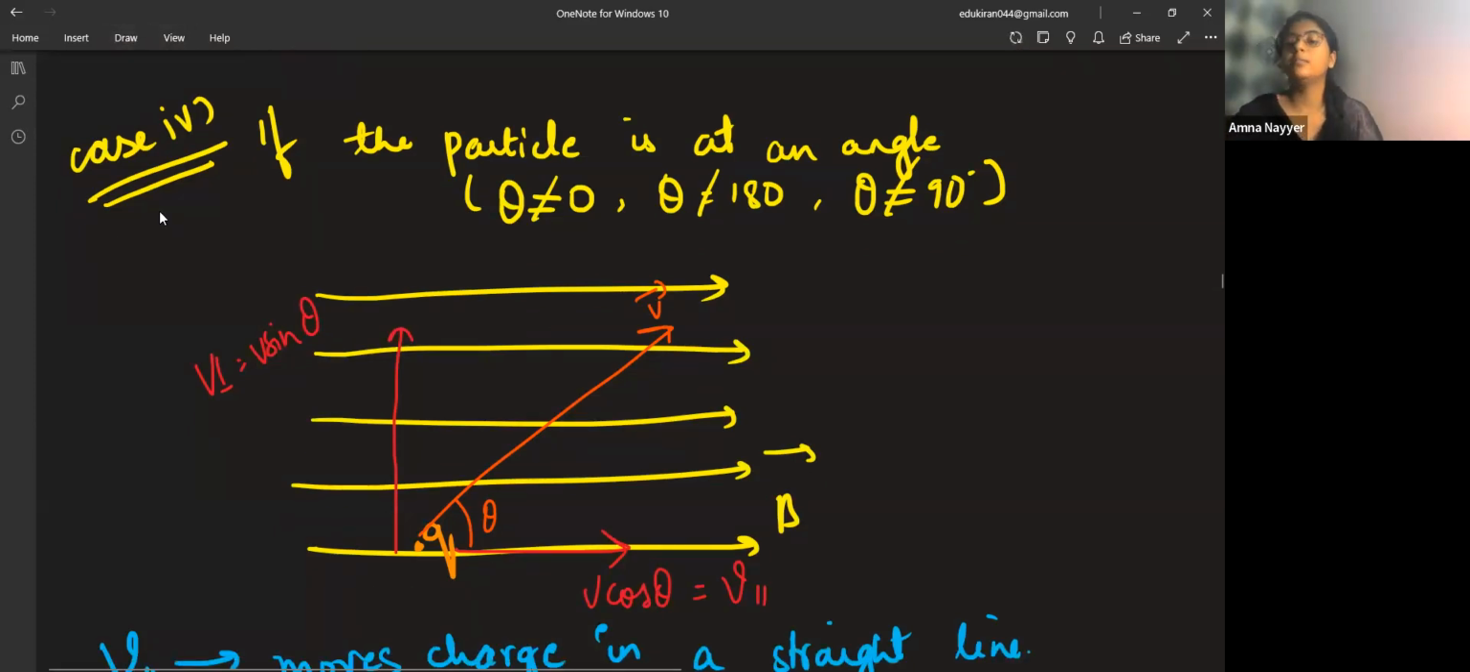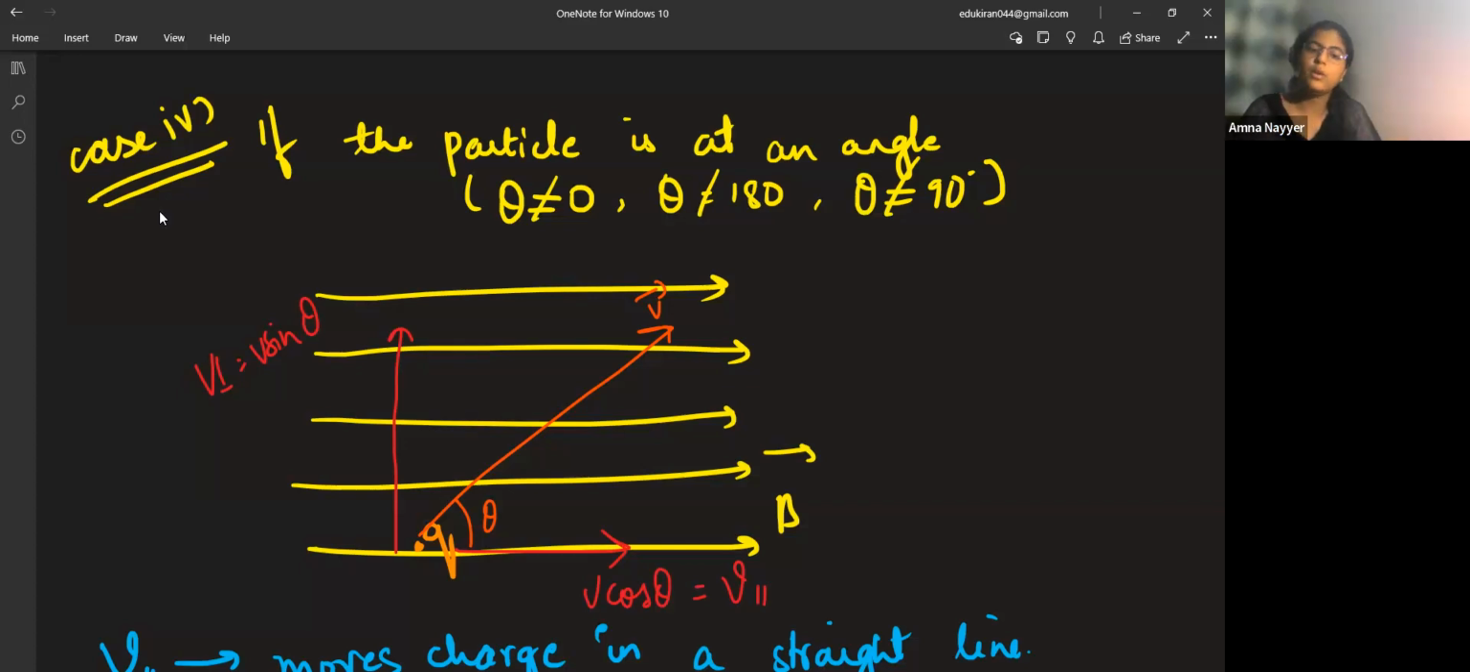Now see how the motion of the particle will be. There are 2 velocity components now, v parallel and v perpendicular. The parallel component moves the charged particle in a straight line, and the perpendicular component gives it an upward push, so that makes it a circular path. Forward because of parallel, circular because of perpendicular. So the entire motion is forward, then curved, then forward, then curved.